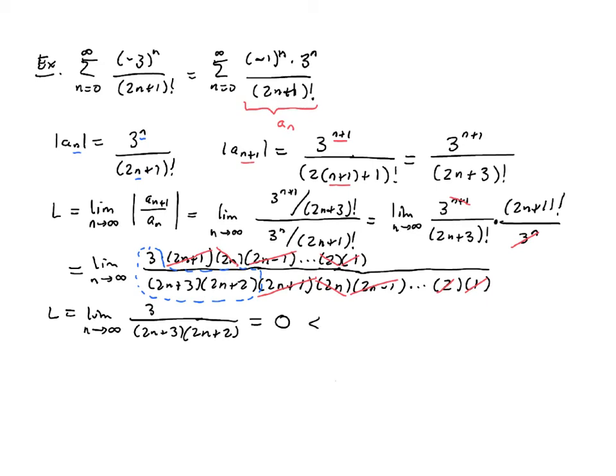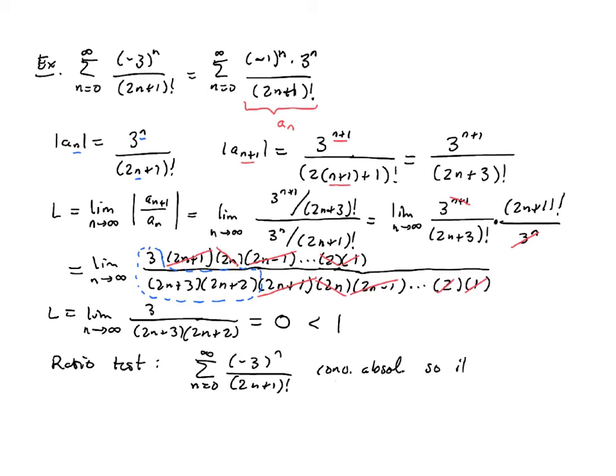Now, because that limit is less than 1, my ratio test, if you look back at it, tells me that the series that I started with converges absolutely. So in particular, it converges. And you can see some other examples like this in the text, specifically examples number 4 and 5.